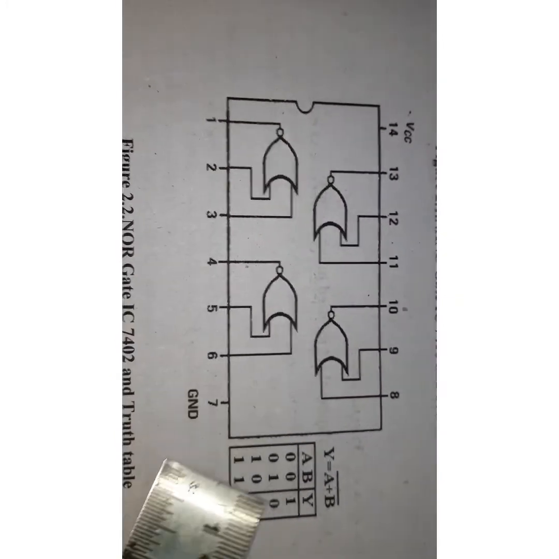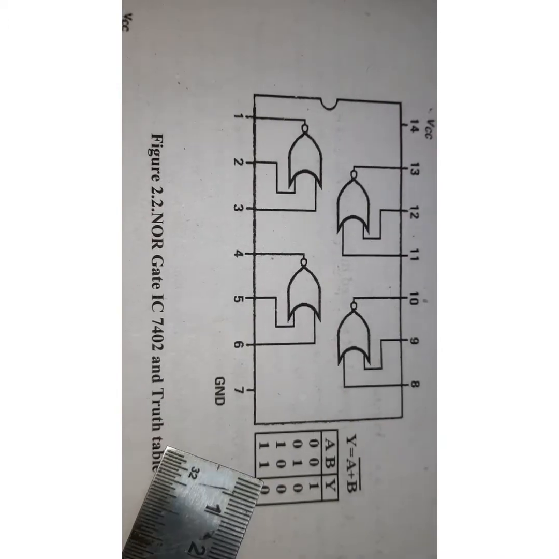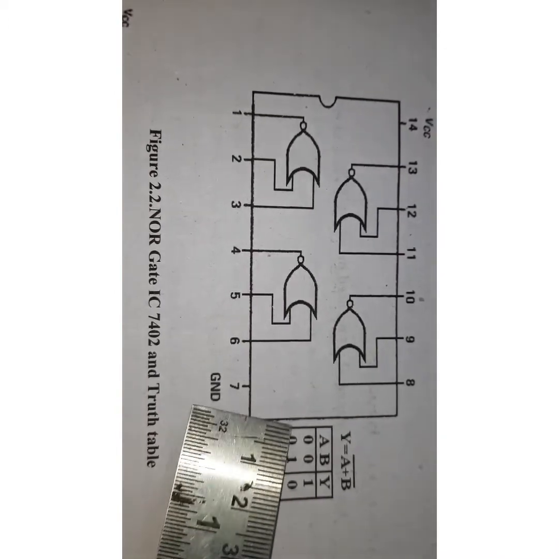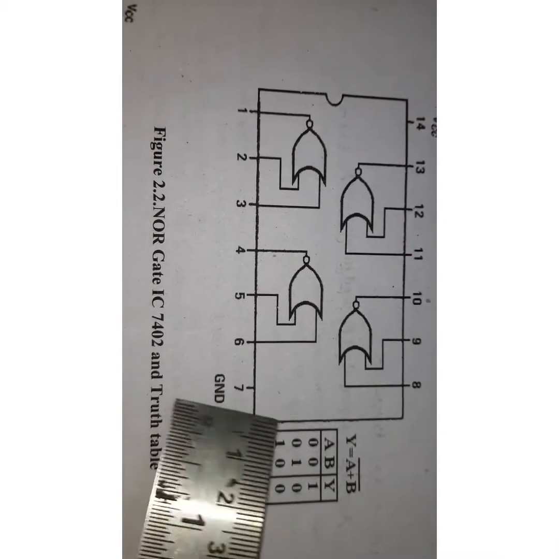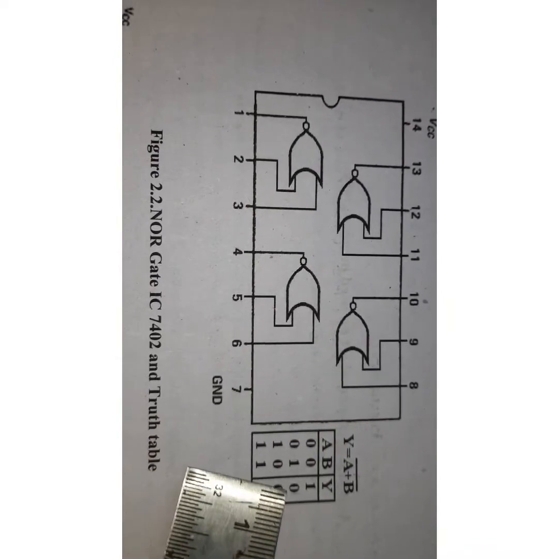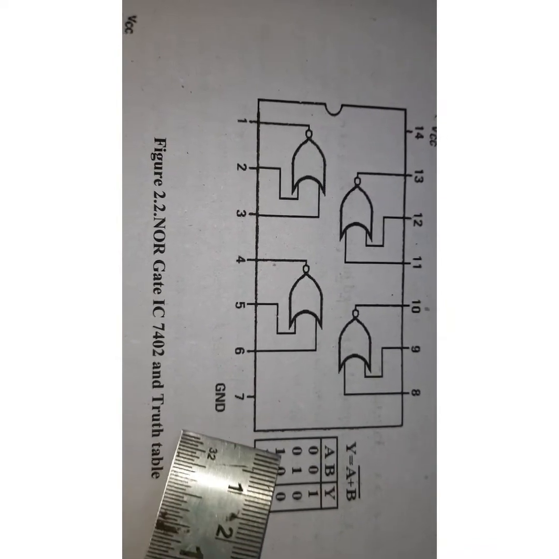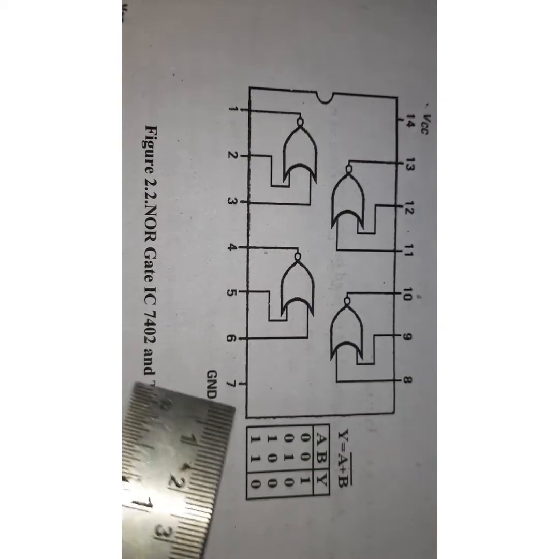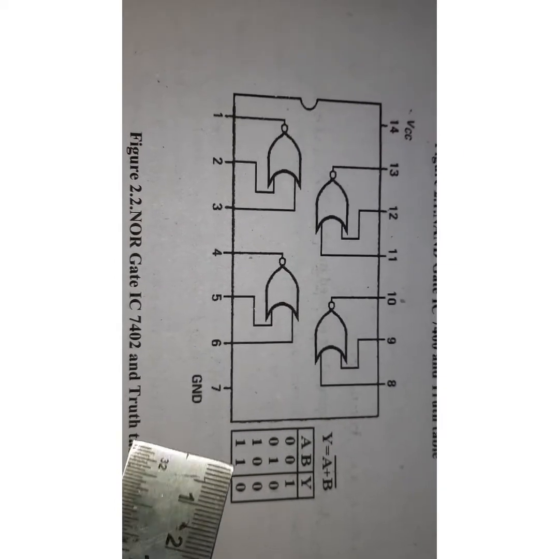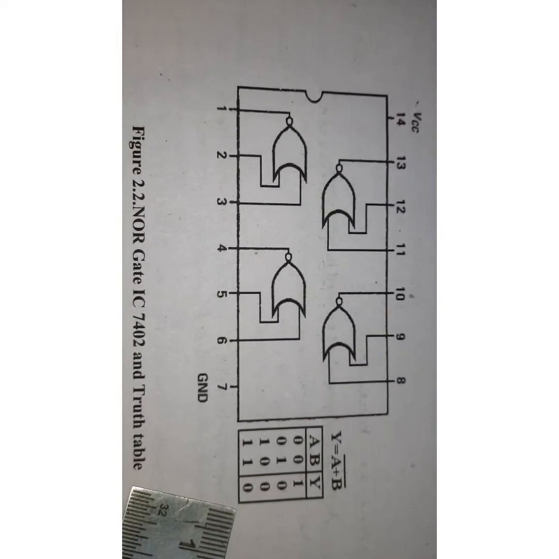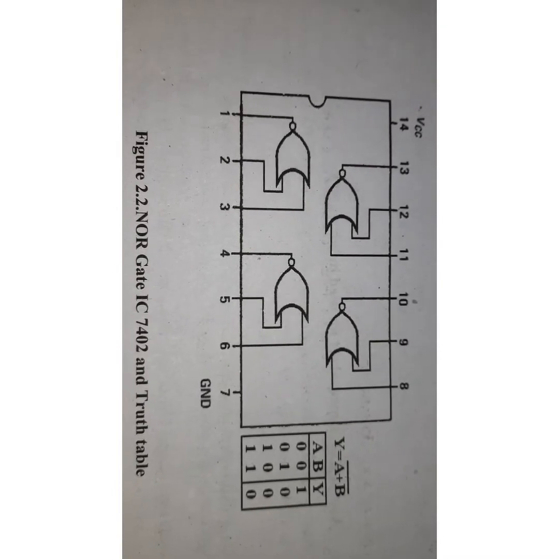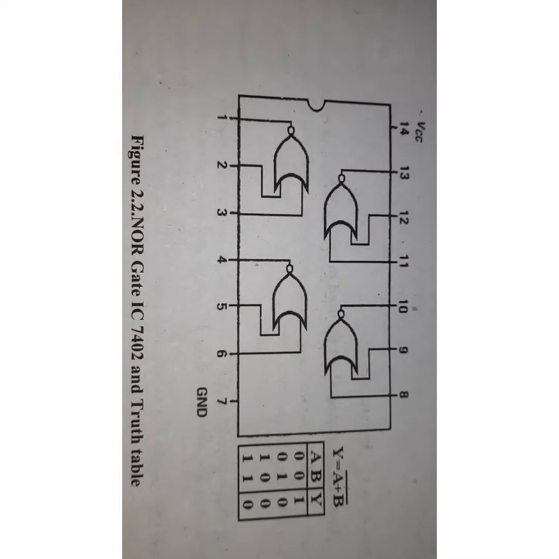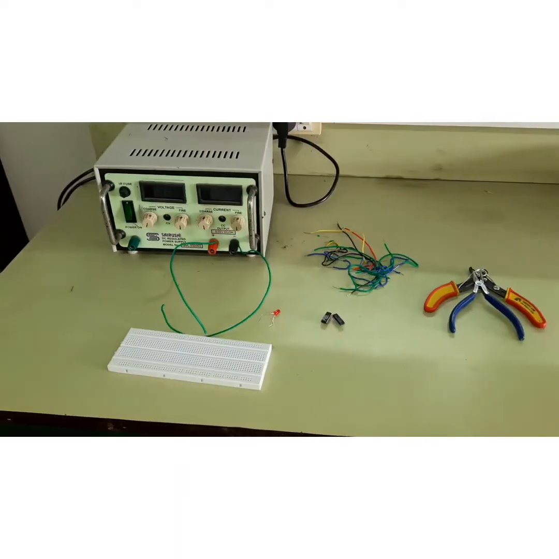We will check the truth table here. When input A is 0, B is 0, output is 1. When input A is 0, B is 1, output is 0. When input A is 1, B is 0, output is 0. And when input A is 1, B is 1, output is 0. So this is the overall IC configuration of NOR gate 7402.